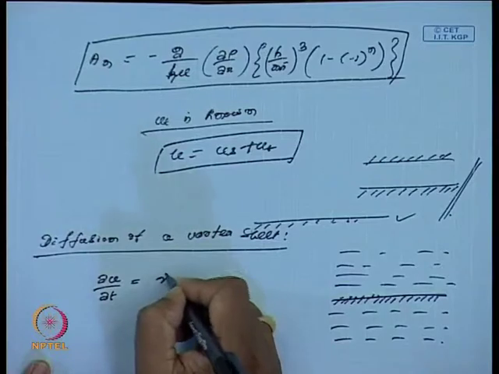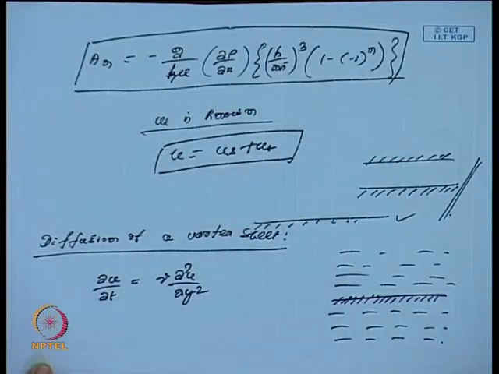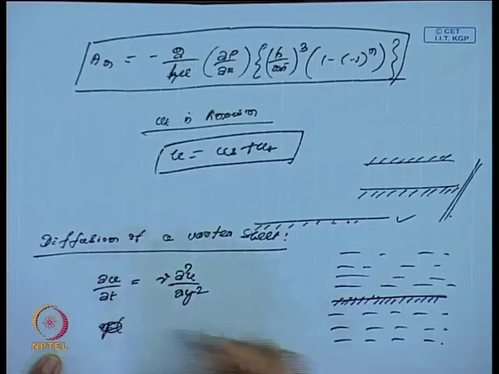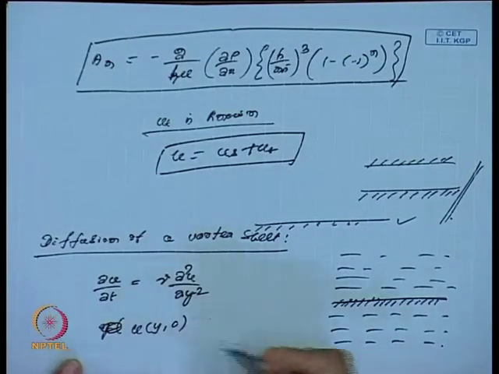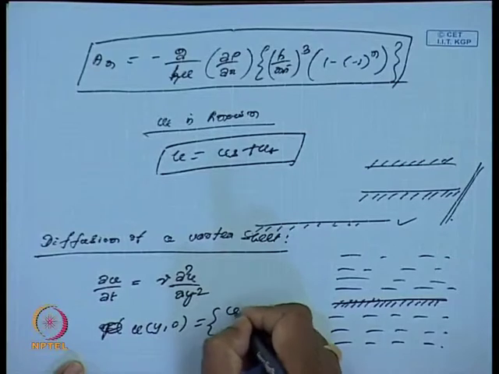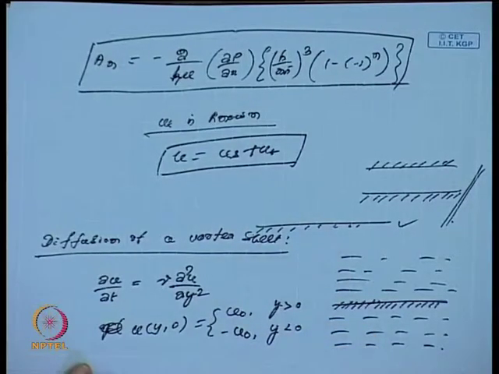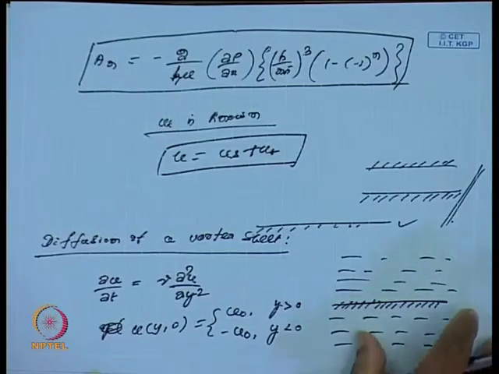So, del u by del t is nu into del square u by del y square, and here I propose that the plate is oscillating in such a way that at time t equal to 0, u becomes u naught for y greater than 0 and minus u naught for y less than 0. So, for y greater than 0 the fluid is moving in the positive direction, whereas for y less than 0 the fluid is moving in the negative direction. And then, as usual, this is the initial condition.